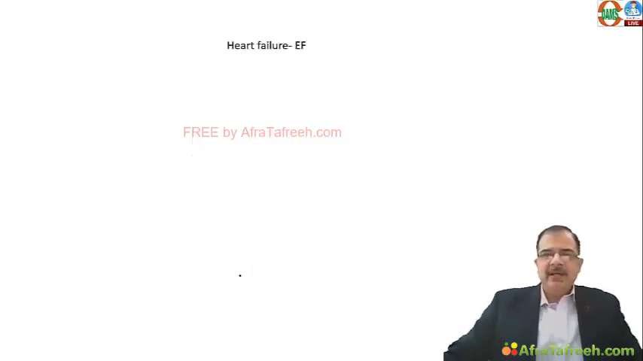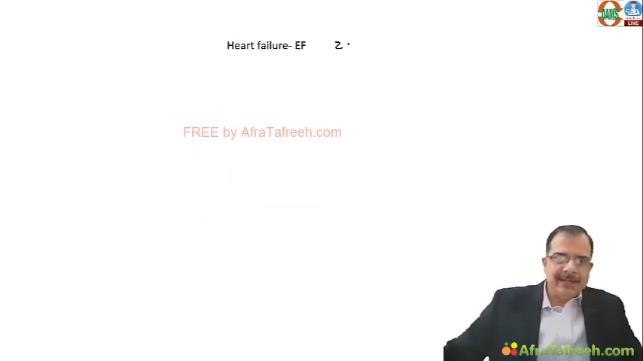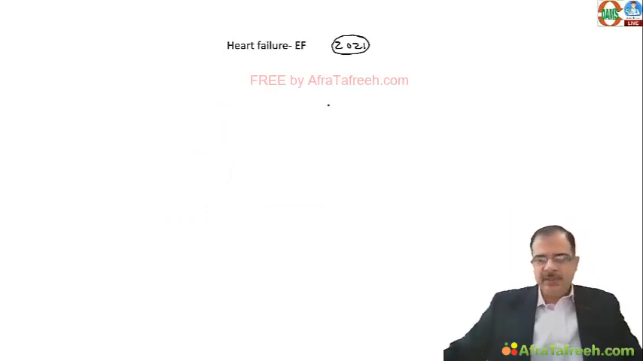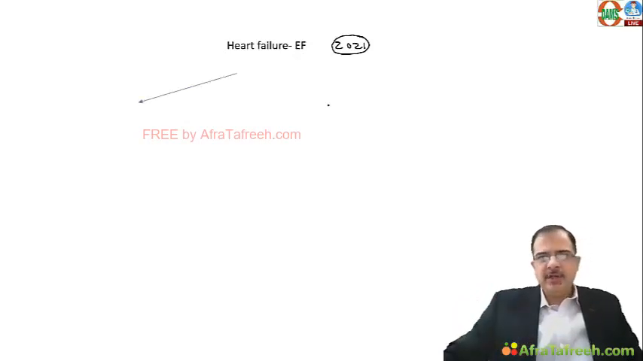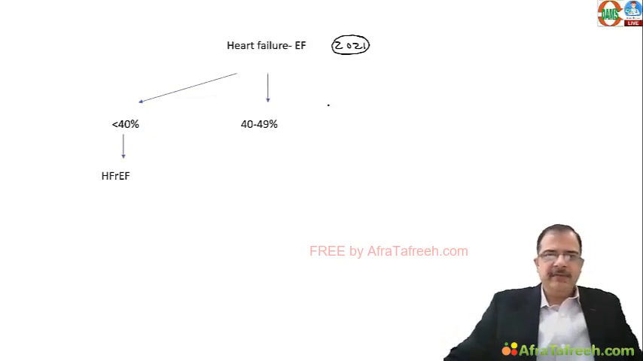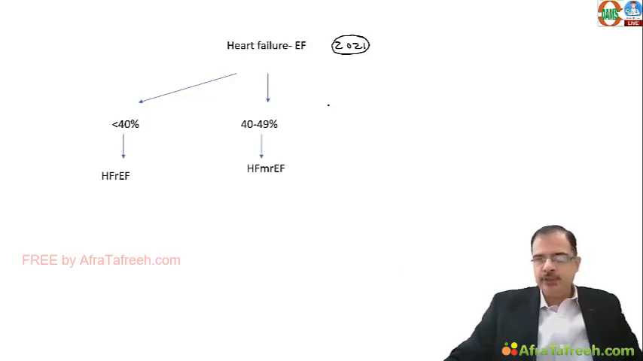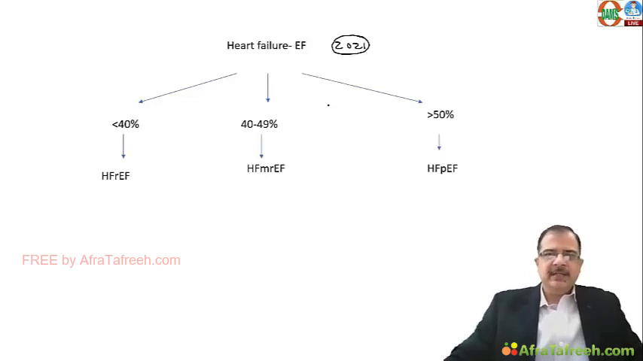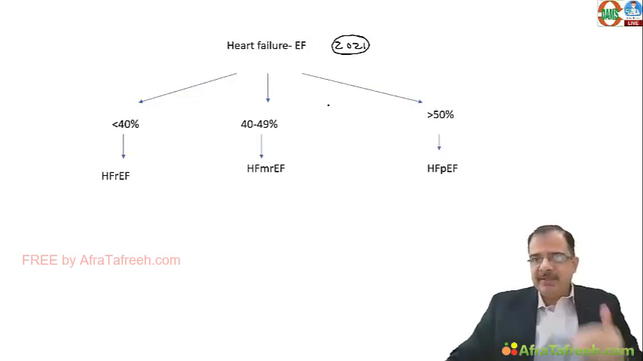Now, heart failure. This is according to the recent 2021 guidelines which came in September. The main important classification is now on the basis of ejection fraction. Less than 40%, we call heart failure with reduced ejection fraction. If it is 40 to 49, we call it mildly reduced ejection fraction. And when it is more than 50%, it is heart failure with preserved ejection fraction.